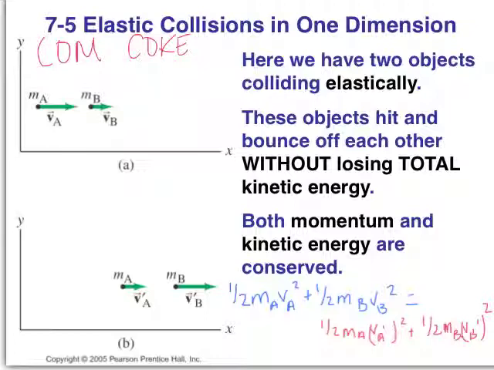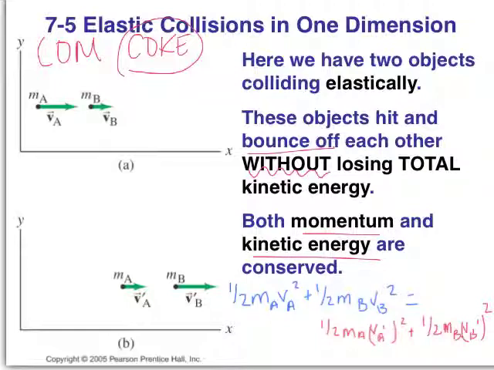If that is the case, and it actually is an elastic collision, then these objects bounce off each other without losing any of the total kinetic energy. Okay, so that's how you know that you have an elastic collision. You have not only conservation of momentum, but you also have conservation of kinetic energy, or Coke. Okay. So you need both conditions for an elastic collision.